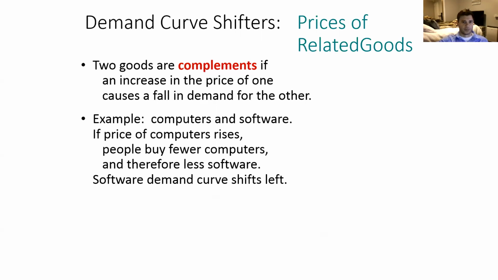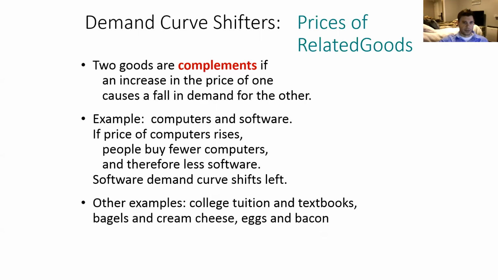Some examples of complementary goods, you could think of maybe computers and software. It's a pretty classic example. As the price of computers rises, people buy fewer computers, and as a result, demand fewer software packages. Other classic examples: college tuition and books, bagels and cream cheese, eggs and bacon, hot dogs and hot dog buns are a pretty classic example. Something interesting to think about is why they sell hot dogs in a different numerical increment than hot dog buns. Something we're not going to get into in this course, but something kind of weird to think about: 8 hot dogs in a pack, but usually 10 to 12 buns in a pack.